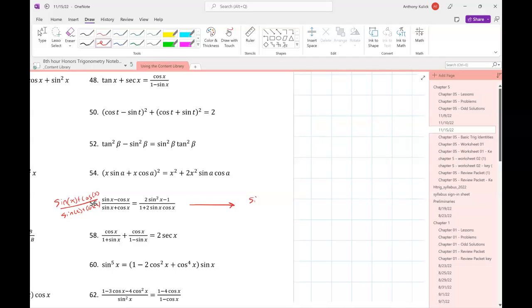So if I do that, I get sine squared minus cosine squared in the numerator. And then if I FOIL that out in the denominator, I get that. Everybody okay there? Okay, let's look at what we can do with this.